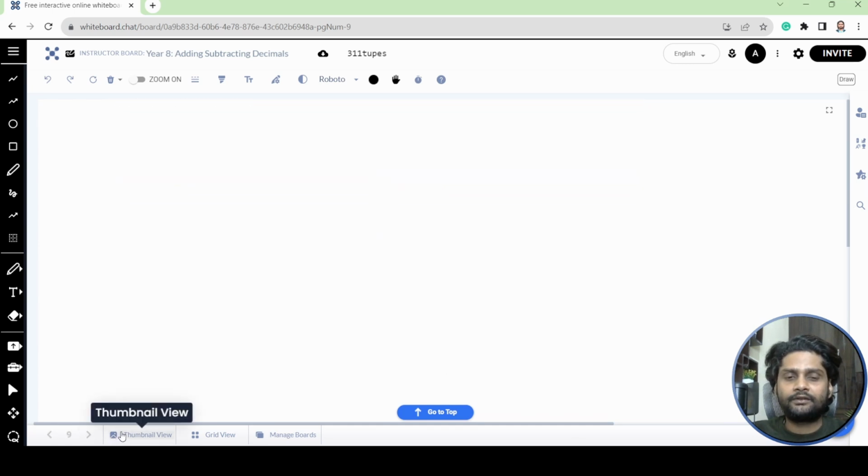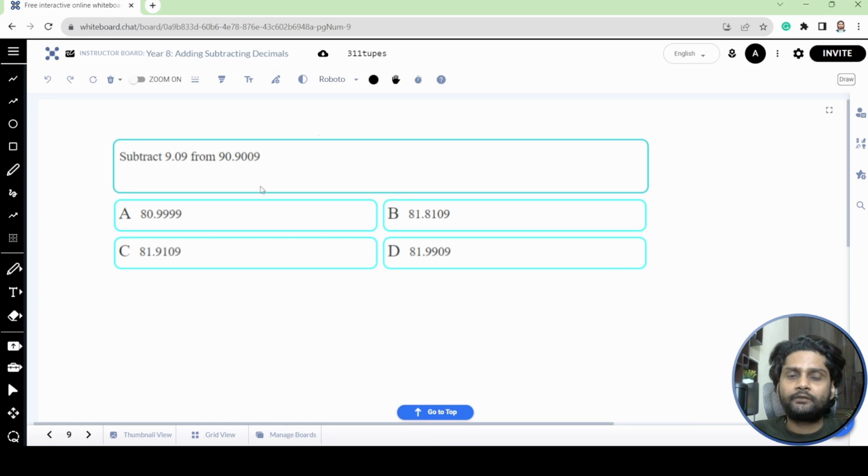Let's take one more example, students. Here we have to perform subtraction again, and we need to take away 9.09 from this number. So we first of all rewrite the number, and then after we have to align the decimal. Okay, and yes, that's the same process that we have to follow.